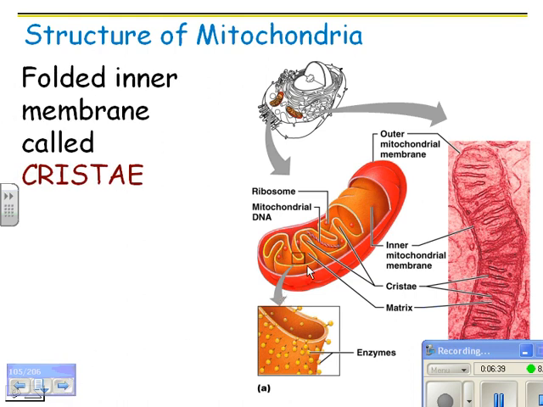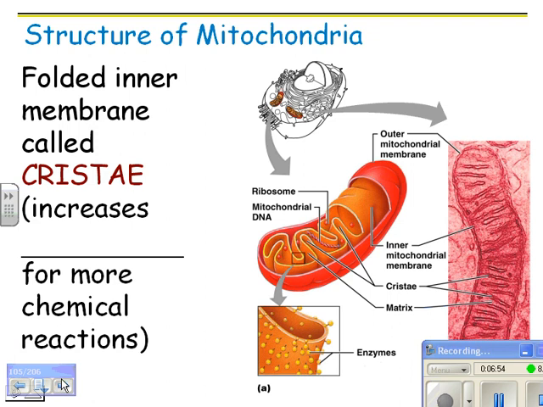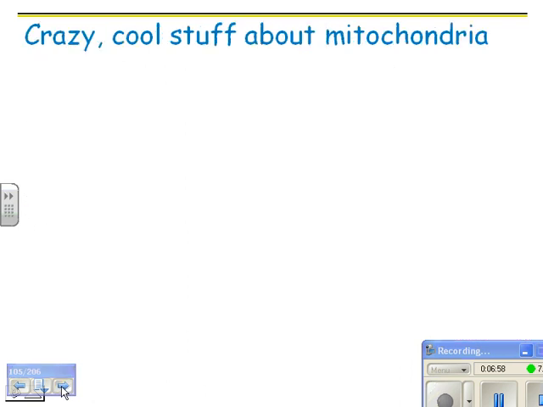Structure of mitochondria. The inner folds fold into these things called cristae, and that's important because it increases the surface area. And this thing has tons and tons and tons of enzymes, which do the chemical reactions, and so that's why the big surface area there is kind of a big deal. So this increases the surface area for more chemical reactions.